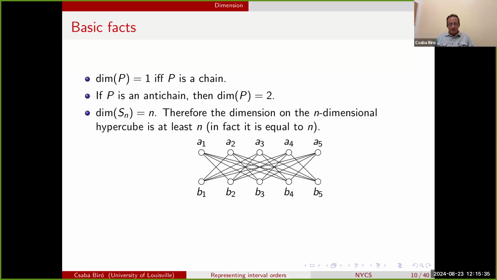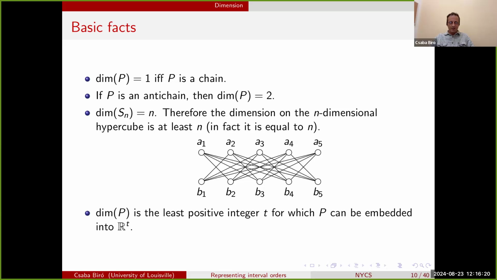This is a poset of height 2. So you have upper elements and lower elements, and the lower elements are all comparable to the upper elements, except for the one that is directly across from them. These are part of the n-dimensional hypercube. They're subposets of the n-dimensional hypercube. So the n-dimensional hypercube is in fact of dimension at least n. In fact, it is dimension n. So all these notions of dimension that we think are somehow coinciding here. I'm cheating a little bit here because embeddability in hypercubes is not exactly the same as dimension. It's not the same, but that's okay.